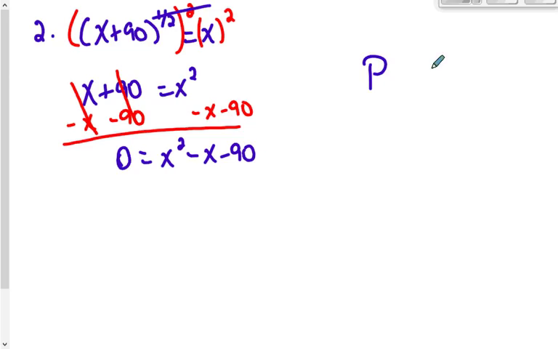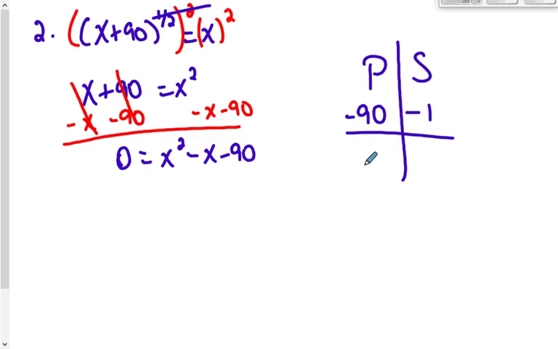Product sum. Multiply to get negative 90, add to get negative 1. What are two numbers close together that multiply to get 90? 91. Close together. 9 and 10. So 9 times 10 is positive 90. One of them needs to be negative, which one? Okay, so if I have negative 9 times 10, I have negative 9 plus 10 over here. That's positive 1. I need negative 1.